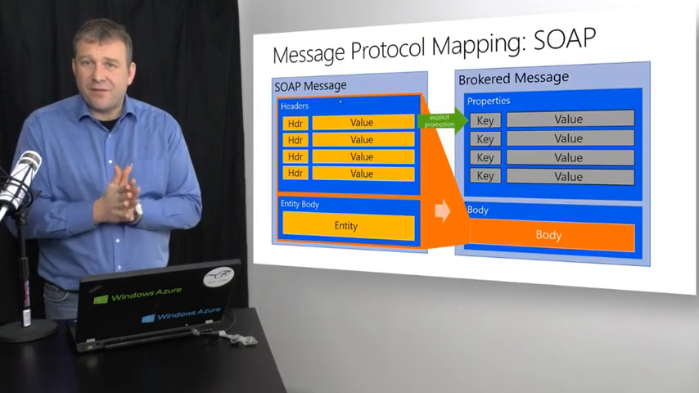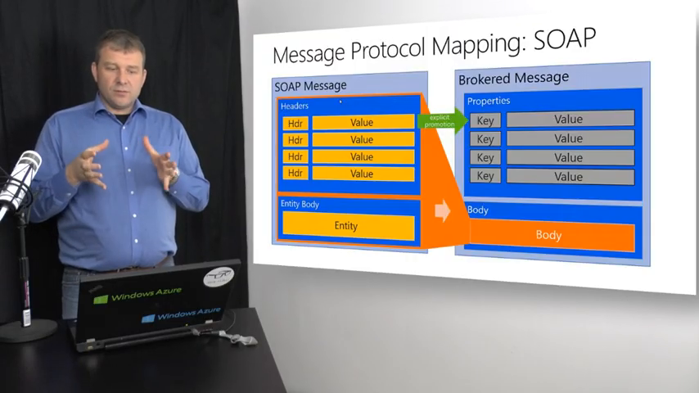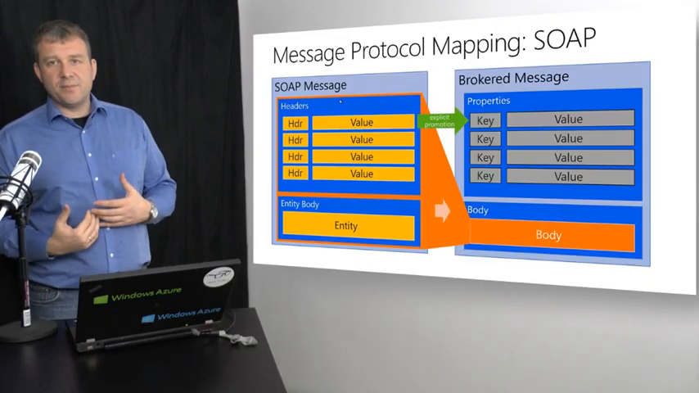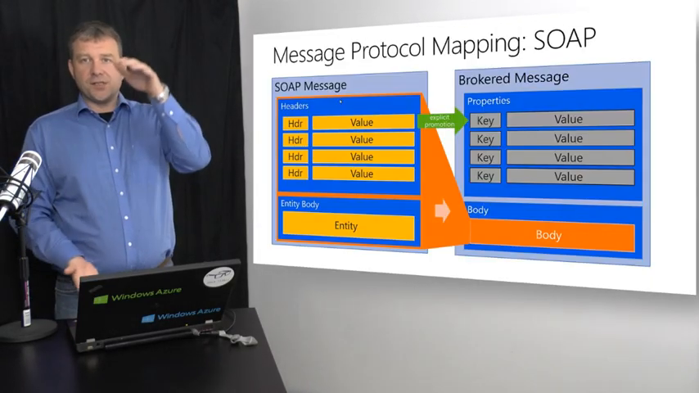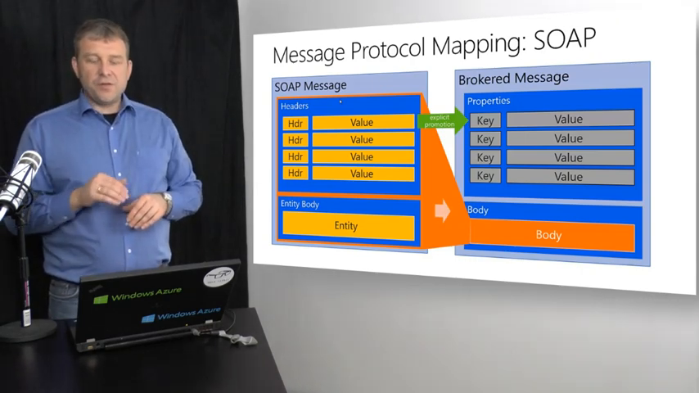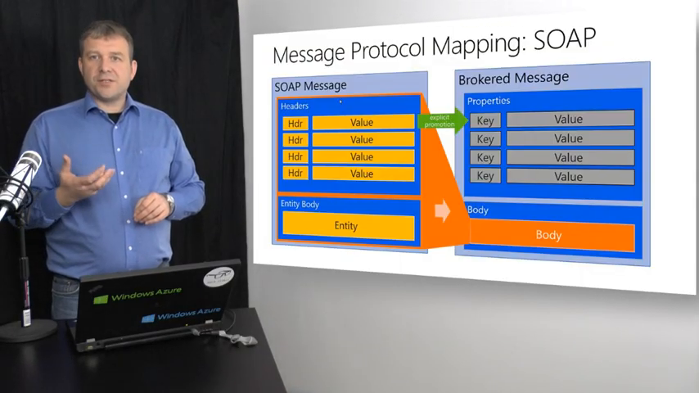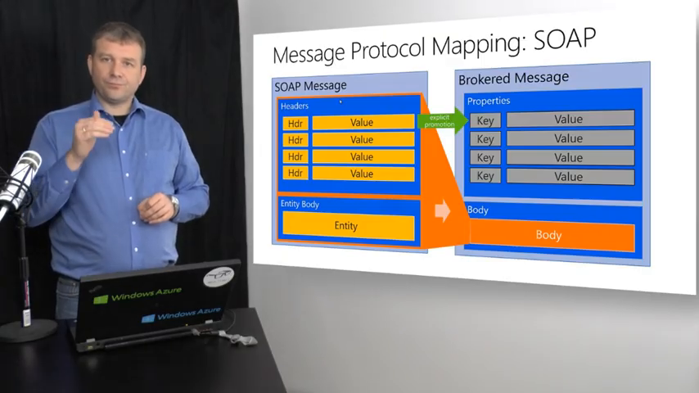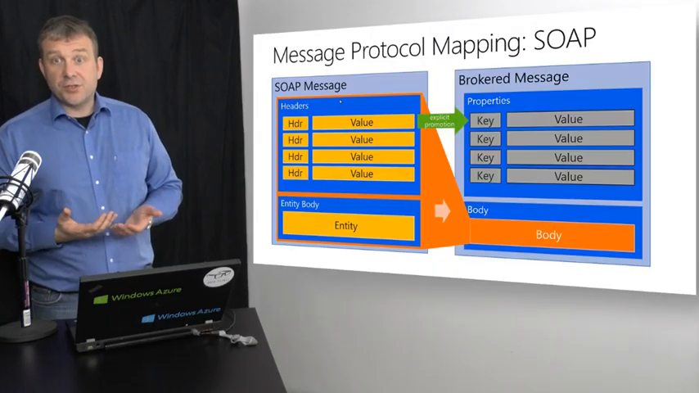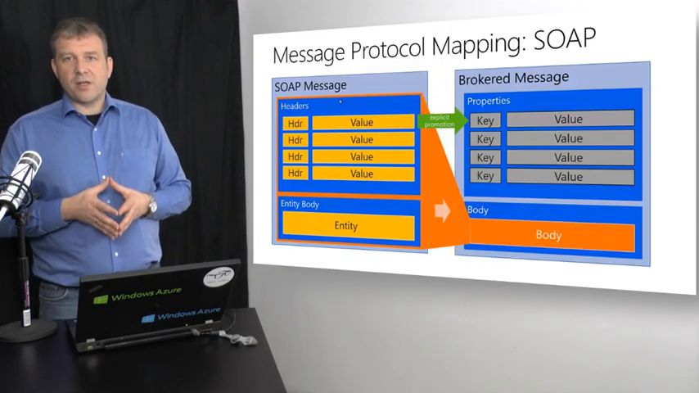If you're using WCF, if you're using the net messaging binding, then your SOAP message, which has a fairly similar structure, right? It has headers and it also has an entity body. That whole SOAP message gets serialized and then gets stuck into the body of a brokered message. If you want to set properties on the brokered message, there's a brokered message property that you can use with WCF. That's actually in the Microsoft.ServiceBus messaging namespace.